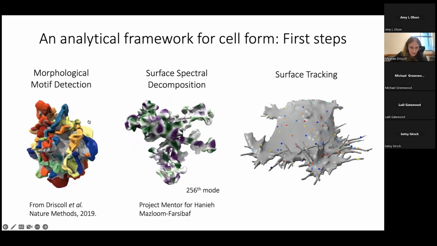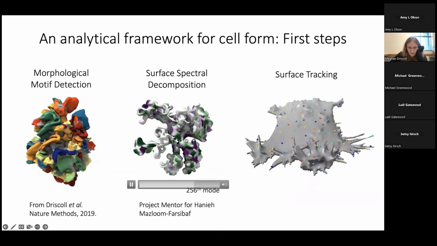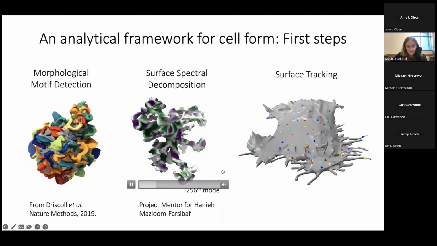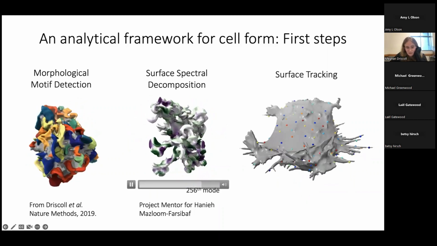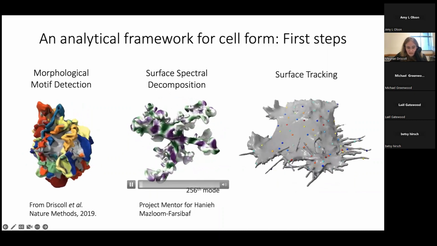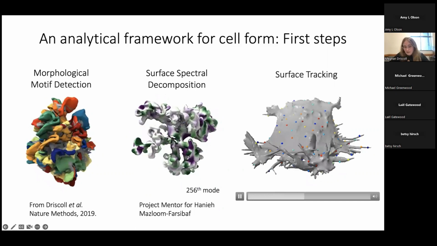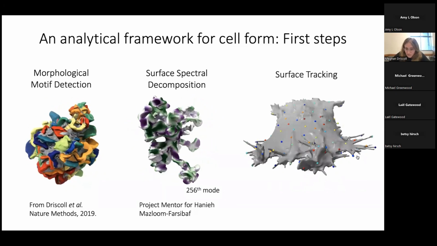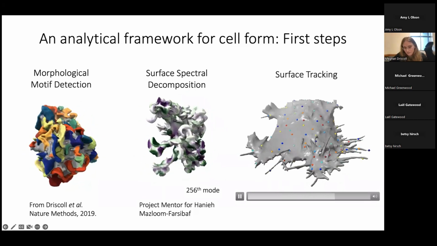Right, so this is our motif detection again. This is strangely our Fourier mode analysis, essentially. This is the 256th mode, right? The mathematics generates these modes on their own. You see how they conform to the surface. And this is a surface tracking of a cell with filopodia, right? We can naturally track across even waving filopodia without telling the computer anything about filopodia.